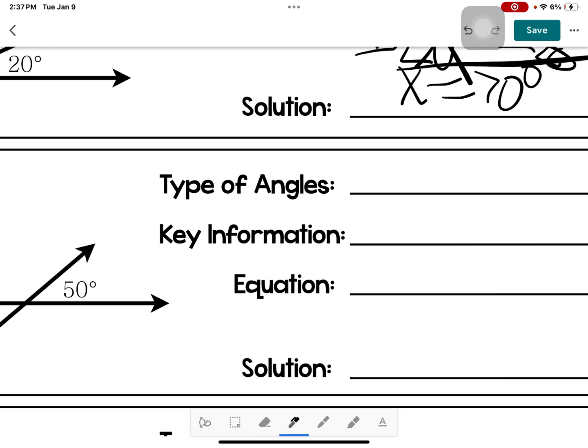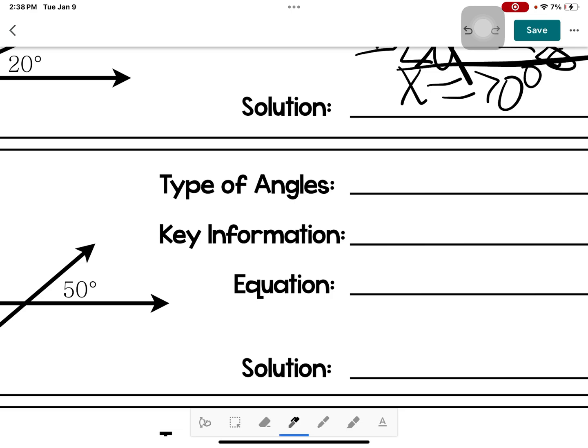Vertical. Very good. These are vertical angles. What do we know about vertical angles that would help us write an equation for this? What is it about vertical angles that is important? What's the most important thing about vertical angles that we learned?